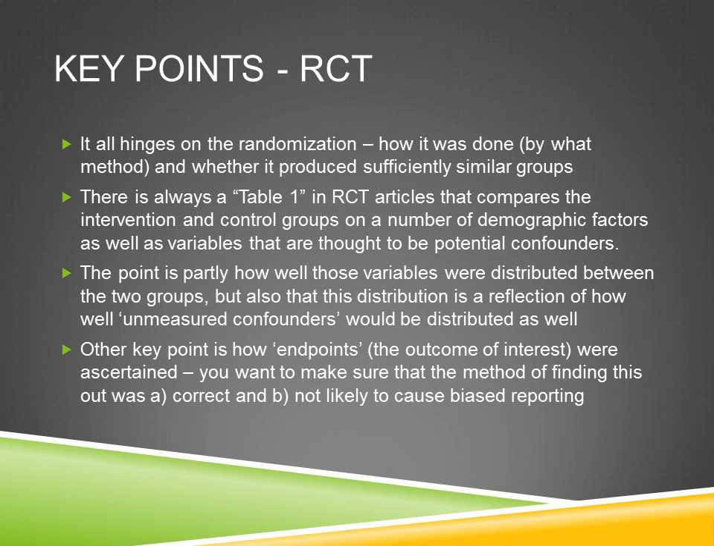And this gets at the issue of what if 10 years from now some study is done that shows a really significant association between a confounder you didn't measure and your outcome. If you did an RCT, you're probably still okay, because if the randomization process was good, all confounders should be equally distributed, including unmeasured confounders. The other key thing about an RCT is how the endpoints, or the outcome of interest, were ascertained. You want to make sure that this method was correct and not likely to cause biased reporting.